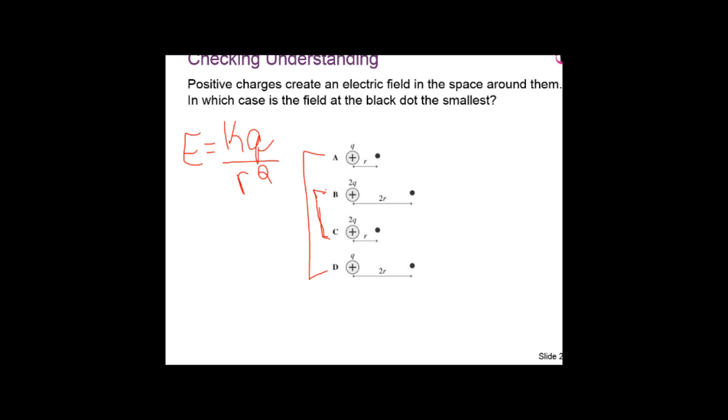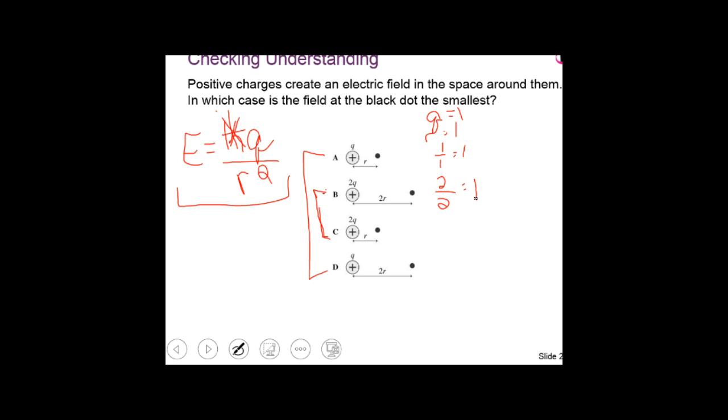And so if conceptually you're not really sure about this, you can always fall back on your formulas to help you. I know the electric field is equal to kQ over r, and I know k is a constant, so I'm just going to neglect that because it's the same for every single one. Let's say Q is 1 and r is 1. So the electric field for A would be 1 over 1, which is 1.